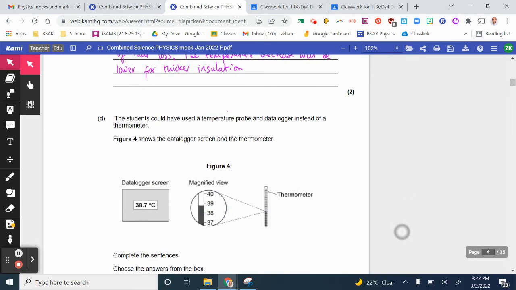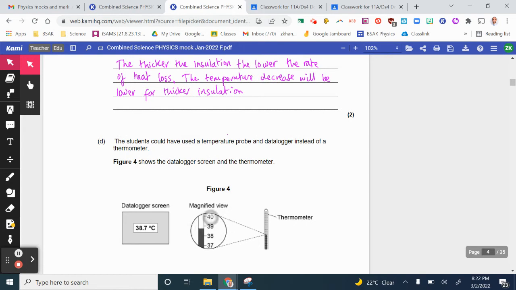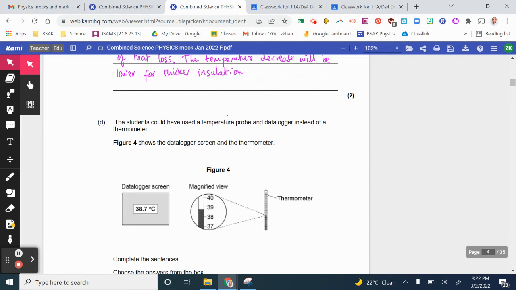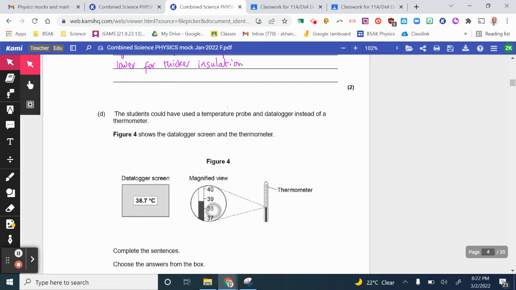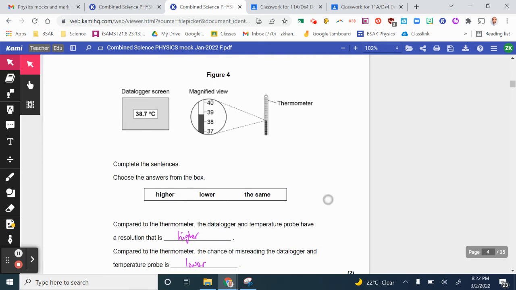Okay, so now we've got a data logger that is measuring the temperature, and we compare that to a normal thermometer measuring the temperature. We can clearly see that the data logger measures to one decimal place, but with the thermometer we have to judge by eye what the actual in-between temperature is. That's quite difficult when it's a very small area. So it's either 39 or 38. We can't really tell what exactly it is in between.